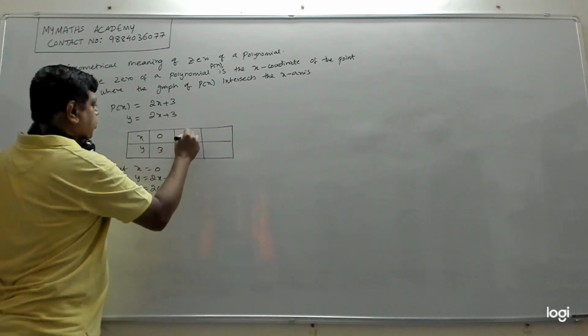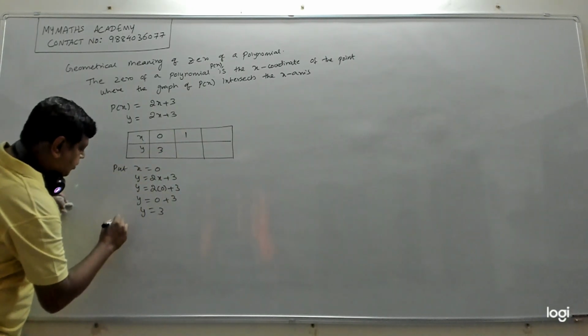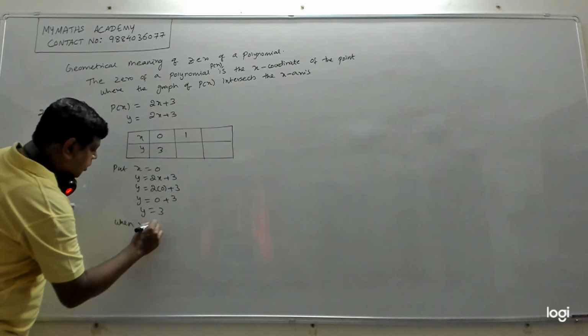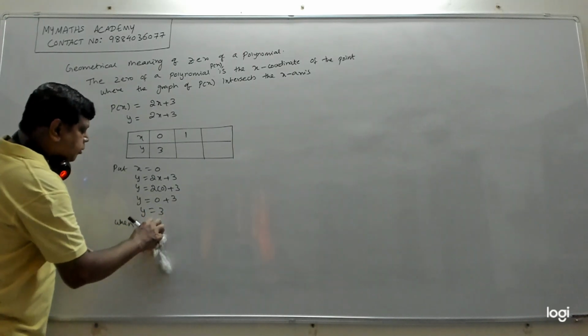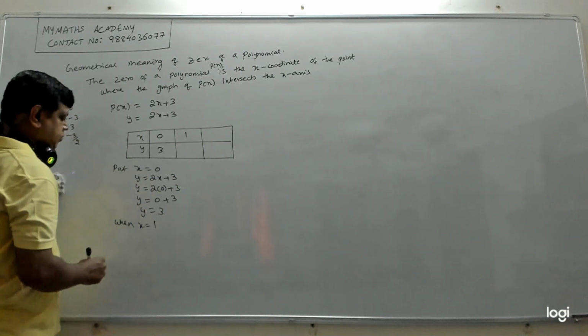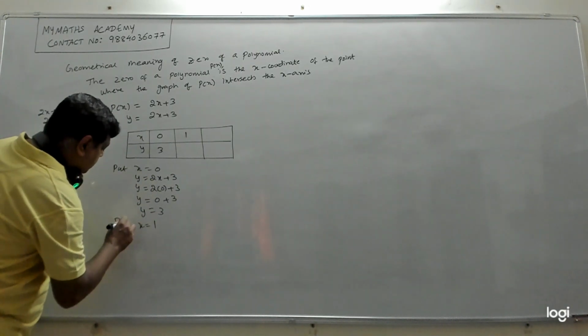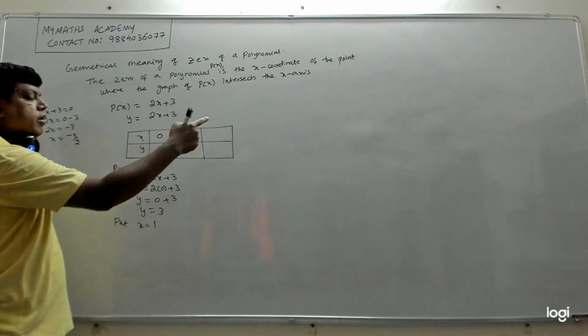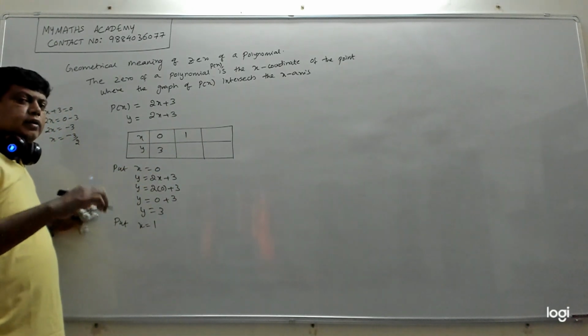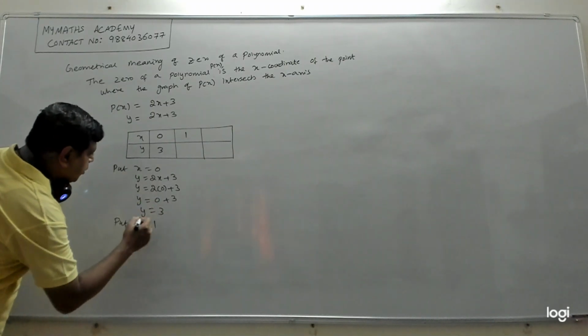Now I'll put x is equal to 1. Doesn't matter, you can say put x is equal to 1 or when x is equal to 1. Let's put x is equal to 1. You can put any value for x: 1, minus 1, anything, right? And correspondingly find the value of y.